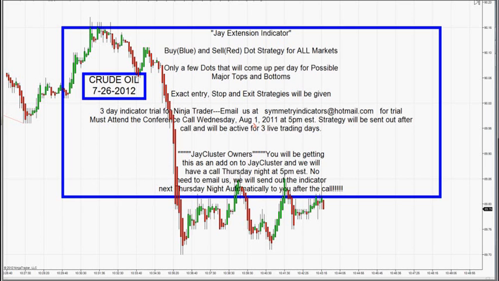And that's it. I'll show you the exact entry, how to enter when the dot pops up. I'm going to show you the exact stop. I'm going to show you the exact time frames that I like to use on some of them, and then I'll show you the exact exit strategies also, which will be given at that time.